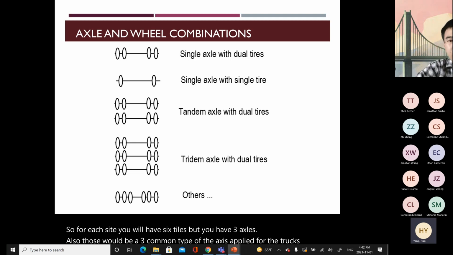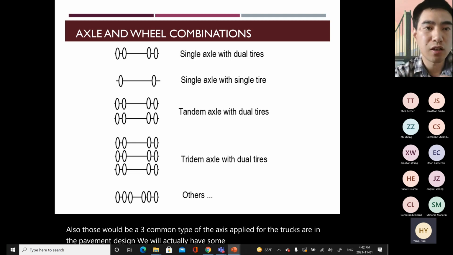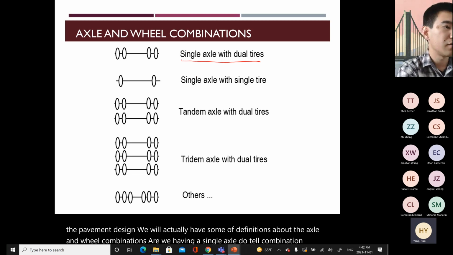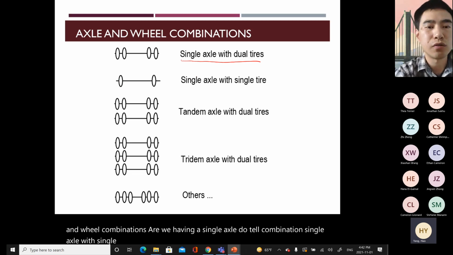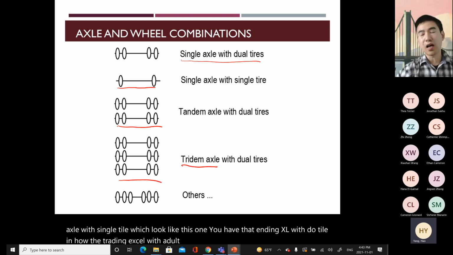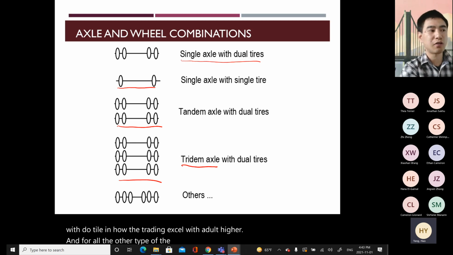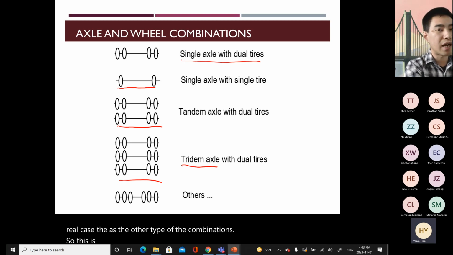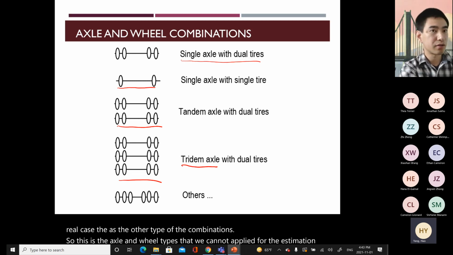In the pavement design, we will have some definitions about the axle and the wheel combinations. We have the single axle dual tire combination, single axle with single tire, which will look like this one. We have the tandem axle with dual tire. We have the trident axle with a dual tire. And for all the other types of combinations, we just categorize them as some rare case, as the other type of combinations. So these are the axle and wheel types that we're going to apply for the estimation of the traffic loadings.